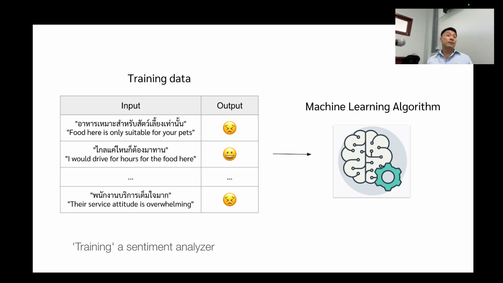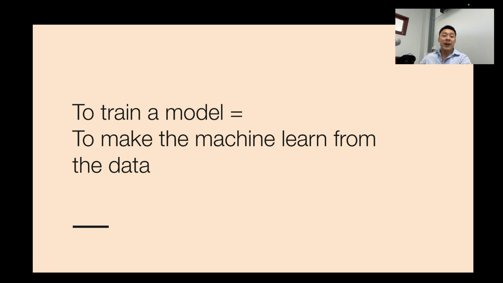So again, sentiment analysis, we use this a lot. We also have training data, which is an input-output pair. The input is samples of how people express their sentiment, and the output is the label. And again, you feed it to the machine learning algorithm, which we'll spend the next month talking about. To train a model means to make the machine learn from the data. That's all it means. It's a technical term, when we say we have to train the model for this long, or train the model on what dataset.